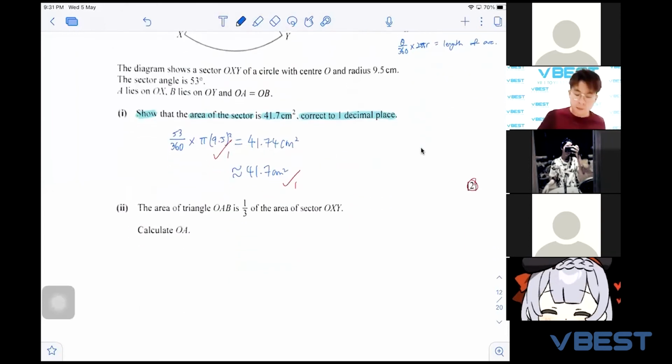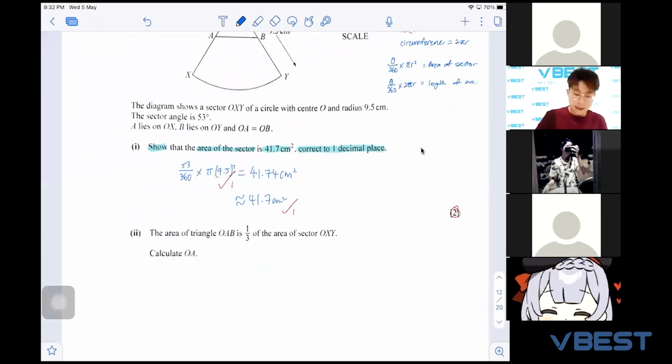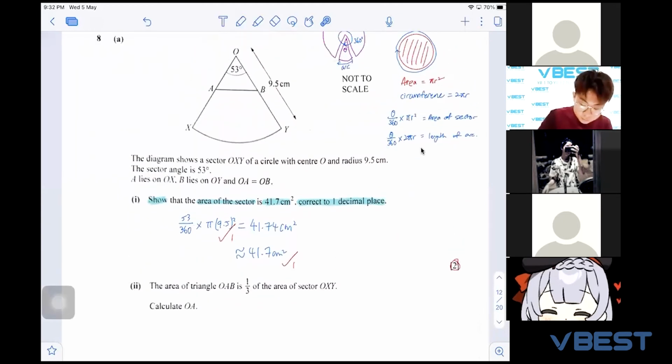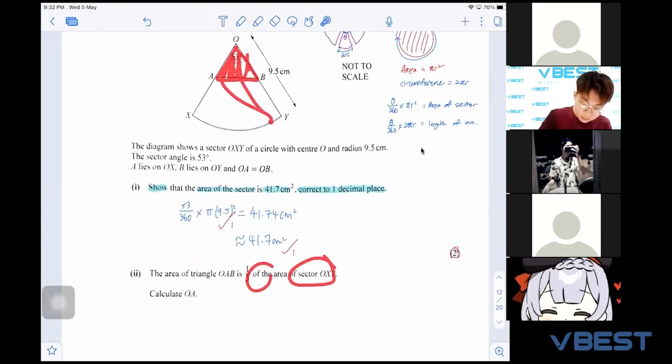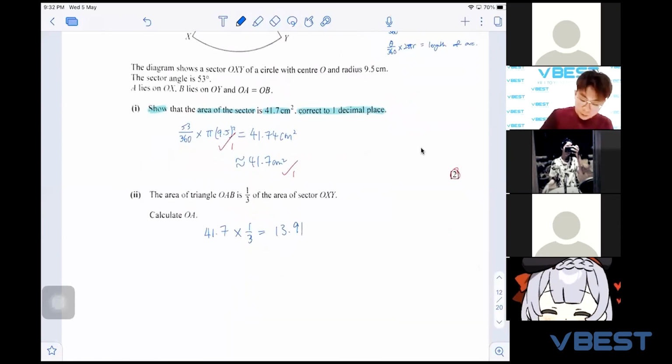Now, the area of triangle OAB is 1/3 of the area of this sector. The area of the sector is already found, which is 41.7. So you just multiply by 1/3. What's the area of the triangle here? You get 13.91. So 13.91 is the area.